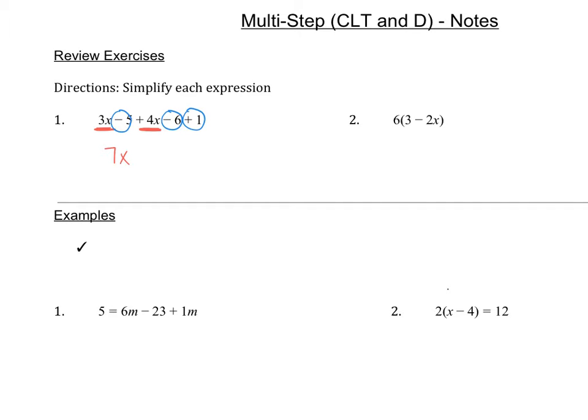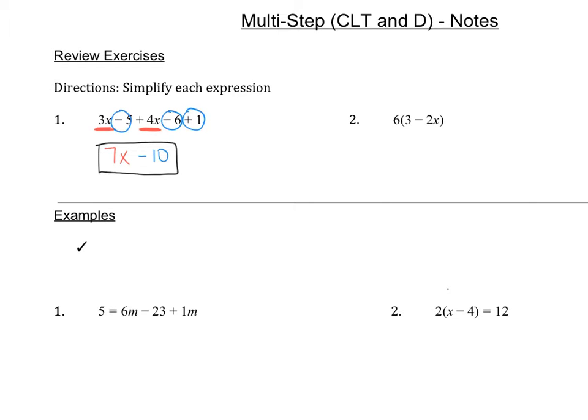And hopefully you notice I always attach the sign that comes in front of it. So if I add up -5 plus -6 plus 1, I'm going to get a -10 here. So my final answer would be 7x minus 10. I cannot go any further because those are not like terms. So that's where I stop. So that is combining like terms.